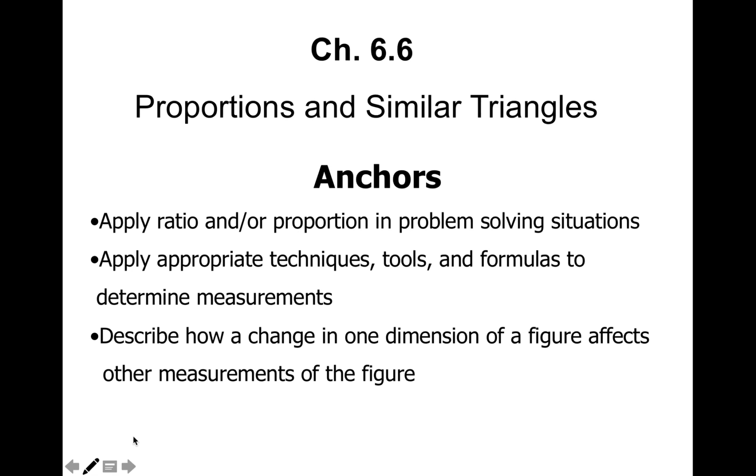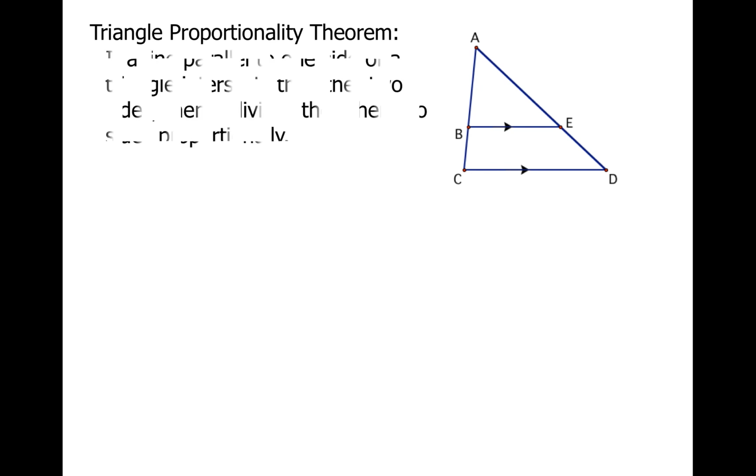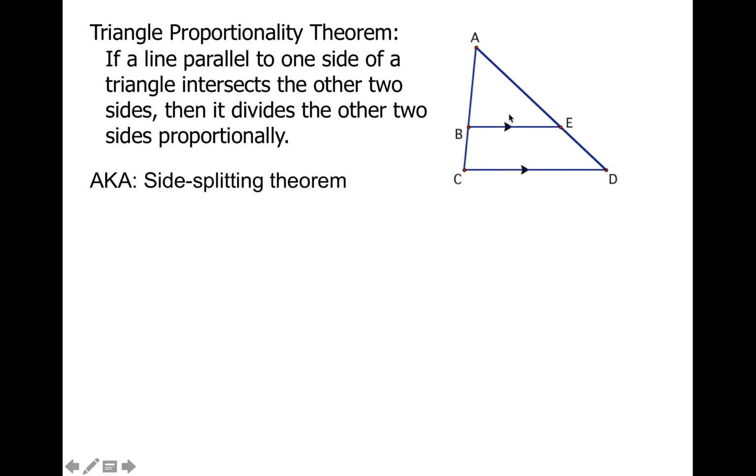All right, we're in chapter 6.6, proportions in similar triangles. We're going to work on the triangle proportionality theorem, which states that if a line is parallel to one side of a triangle and intersects the other two sides, then it divides the other two sides proportionally, also known as the side-splitting theorem. So BE, which is parallel to CD, is going to divide the two sides proportionally.